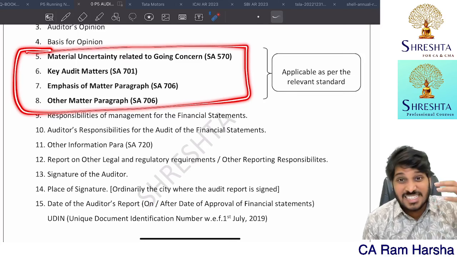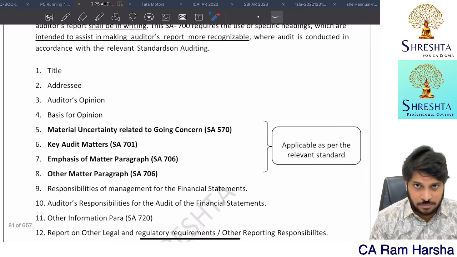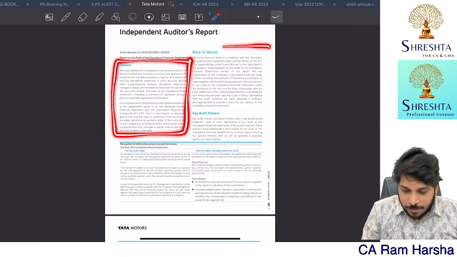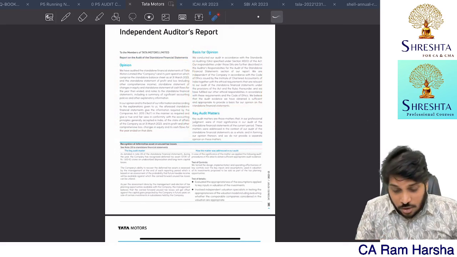You know, this is title and addressee. These are not called sections, okay? Whereas opinion is one section, basis for opinion is another section. You see Tata Motors: opinion is one section, basis for opinion is another section, key audit matter is another section. These are all various sections of the audit report. Section means components, parts, nothing but.